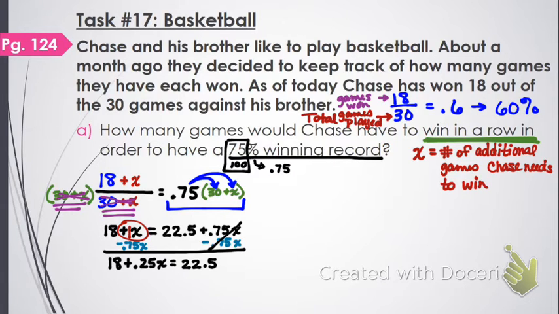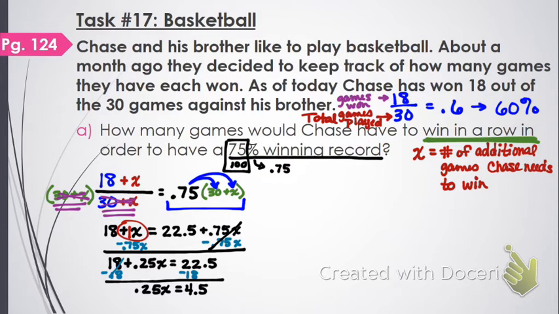Subtract the 18 from both sides. So I have 0.25x equals what? Kyla C. So I have 0.25x equals, what do I get when I do this subtraction here? 4.5. We are almost there.